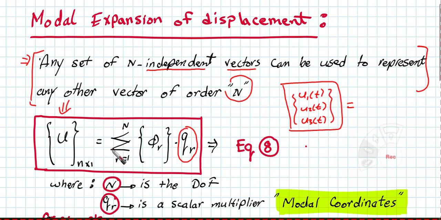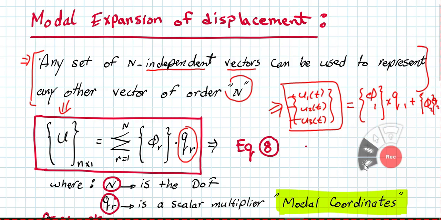This is what we claim regarding the modal expansion in general, which means that for any vector that we have, we can say there is another vector, phi1, multiplied by one scalar quantity, which we call q1, plus another vector phi2 multiplied by q2, and so on and so forth for the n independent vectors. If we have 3 degrees of freedom, then we are going to have q1, q2, and q3, and phi1, phi2, and phi3, 3 different vectors in our case.